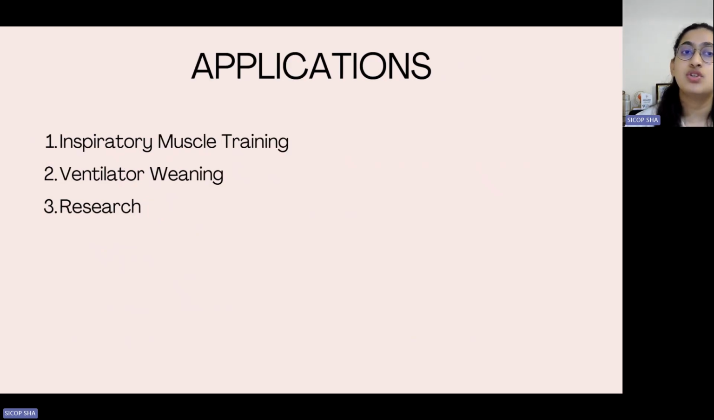Applications of this: first, it's used in inspiratory muscle training. Whenever we need to prescribe an inspiratory muscle trainer, MIP values are helpful in determining at what level you need to start the training. Same again with ventilatory weaning: as I've already said, a pressure of minus 30 centimeter H2O is mandatory for starting the weaning of a patient from a ventilator. And third, as we are talking about MIP as an outcome measure, it is very much helpful in research projects as well.